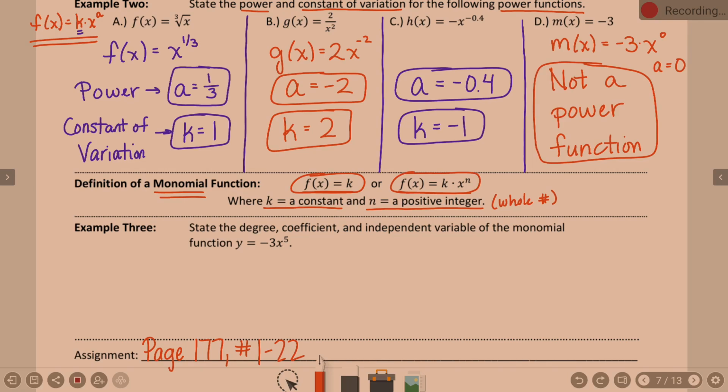So for instance, positive integers are going to include numbers like 0, 1, 2, 3, so on and so forth. Notice, whole numbers do include 0. So those are your differences there. Now, we just have a very basic example here on example 3. They ask us to state the degree, the coefficient, and the independent variable of the monomial function y equals -3x to the 5th.